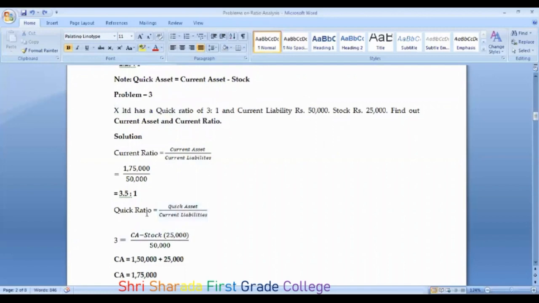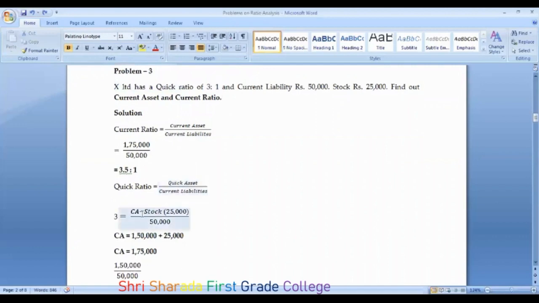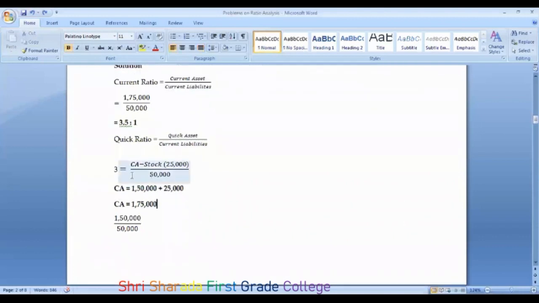So quick ratio is equal to 3, which is equal to quick assets. So how do you get the quick assets? Current assets minus the stock. The stock information is given here as 25,000. So minus 25,000, divided by 50,000. So multiply 50,000 into 3, which gives you 1,50,000 plus 25,000. When current assets goes here, it becomes plus 25,000. So current assets will be 1,75,000.